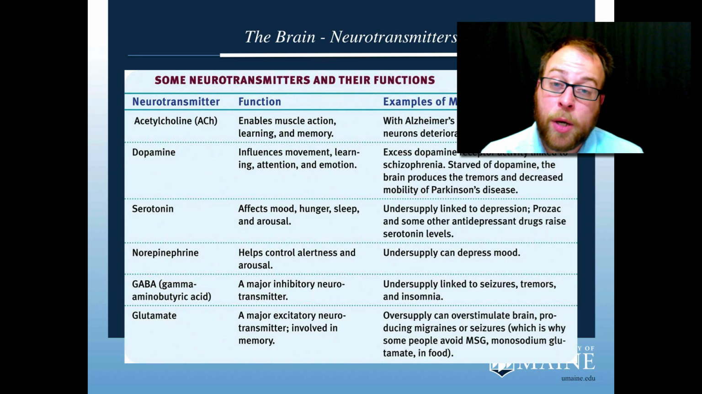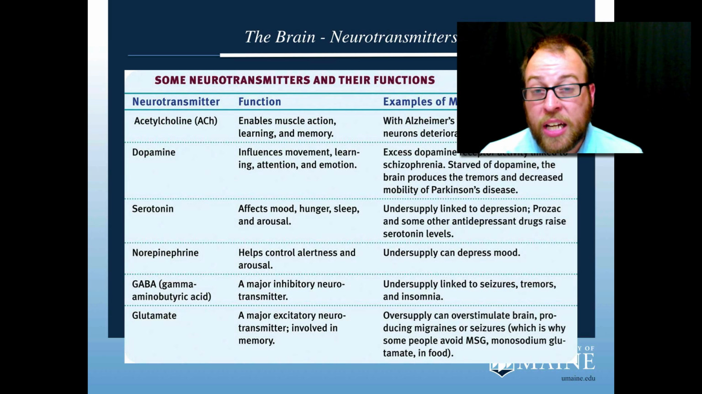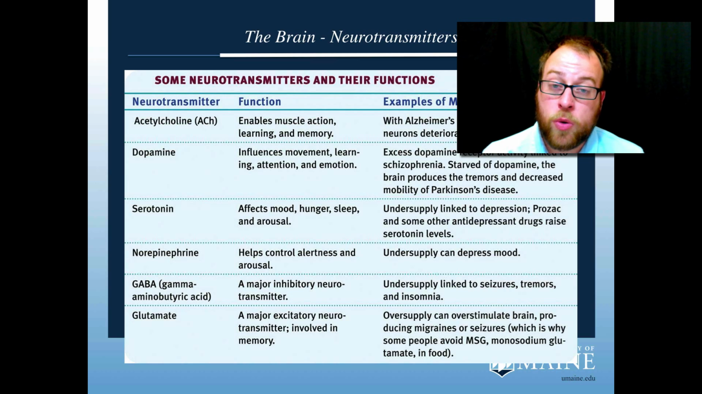Glutamate and GABA are two neurotransmitters that I'd like you to know something about. When I talk about how cells tend to excite or inhibit other cells, what I'm usually talking about are glutamate and GABA. Glutamate is the major excitatory transmitter of the nervous system, and GABA is the major inhibitory neurotransmitter.